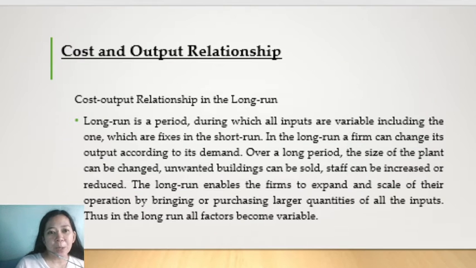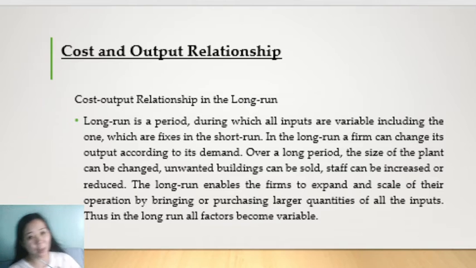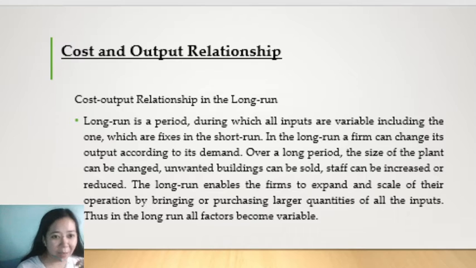The cost-output relationship in the long run, on the other hand, is a period during which all inputs are variable, including the ones which are fixed in the short run. Actually, there are cases where your fixed cost will become a mixed cost, meaning a portion of it is fixed and some portion has increased. If you still remember our relevant range, for example, our relevant range is 100,000 units.